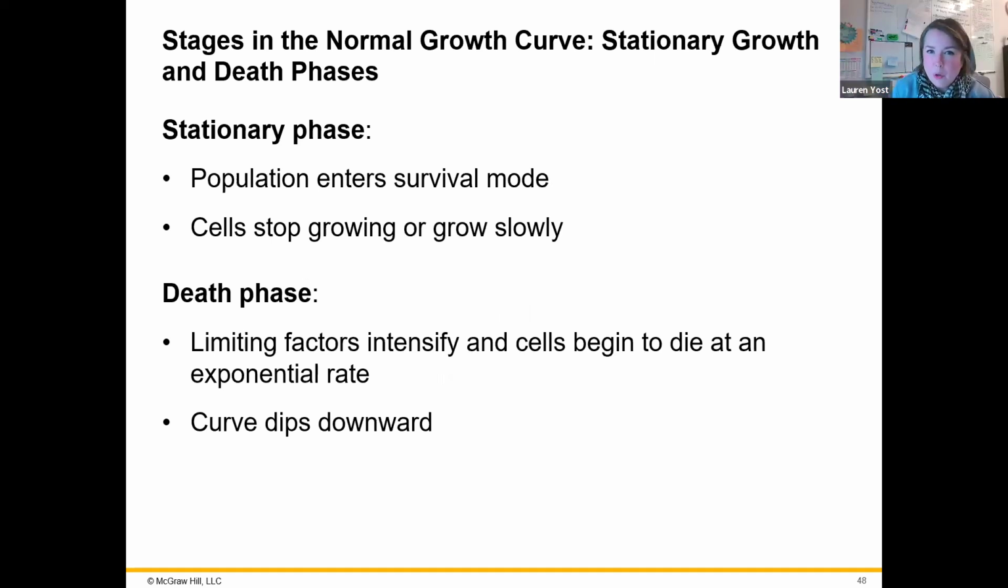Once the cells need to stop growing or death and growth start equaling out, we're in survival mode. That's our stationary phase, our maintenance phase, if you will. And then our death phase is once the death rate starts to significantly outweigh our growth rate, and we start losing out on nutrients or we have waste products from dying cells building up. The death phase, the cells start dipping more and more downward, more drastically over time.